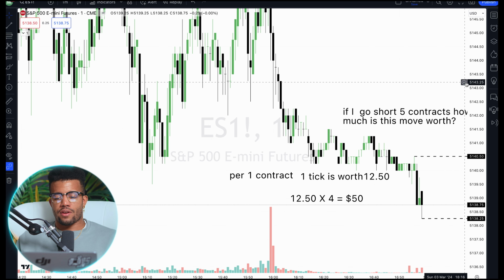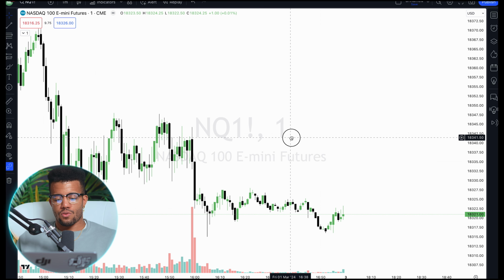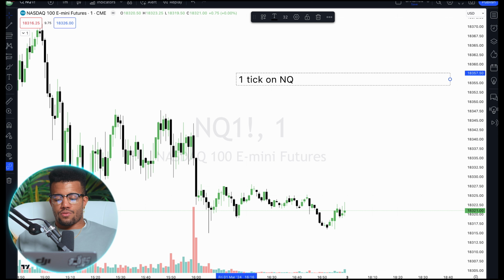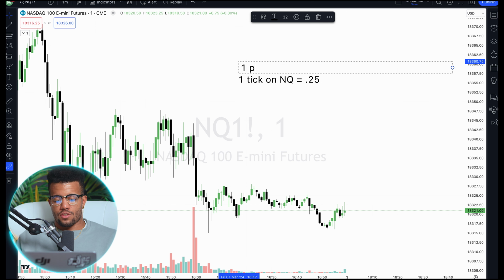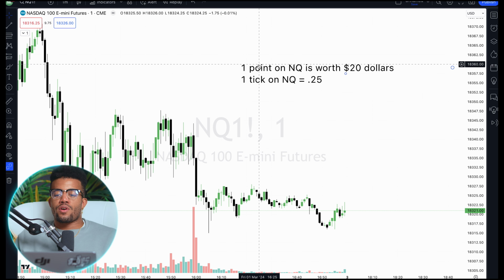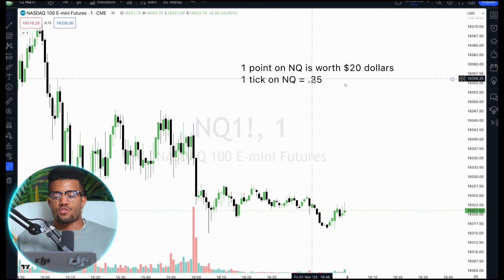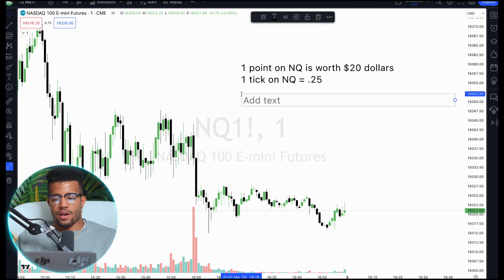That's ES. Let's talk about it on NQ. So let's go and look at NQ and let's break down what NQ is worth. So one tick on NQ is equal to 0.25. Okay. And this is going to be another little kind of homework assignment for you guys. 1 point on NQ is worth $20. Okay. We're going to double up on dollars. So 1 point on NQ is worth $20. One tick on NQ is 0.25. So what's 20 divided by 4? This is going to give you that one tick is worth $5.